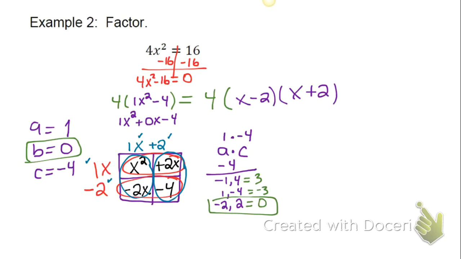Now remember that in order to find the solutions, we're going to get the x values inside of the parentheses, okay? And we're just going to switch the sign because of the x values. So instead of having negative 2 over here, I'm going to write 2. And instead of having positive 2, we're going to write negative 2. So these are my solutions.